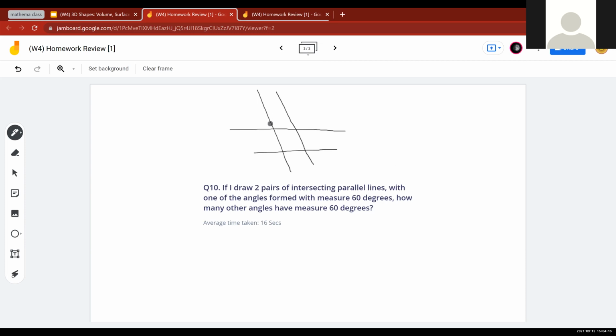So if we know that this angle is 60 degrees, then we know this angle is 60 degrees because of vertical angles. And then we know this angle is also 60 degrees because of alternate interior angles. And then this is 60 degrees because of vertical angles. This is 60 degrees with alternate interior, vertical, vertical, same side, corresponding, and then vertical. So that would mean we have 1, 2, 3, 4, 5, 6, 7, 8 total angles with the measure of 60 degrees. However, it asks for other angles, right? So that means we have to subtract that one angle, which we originally counted, and we get 7 as our answer.